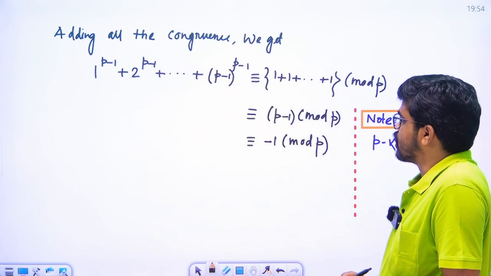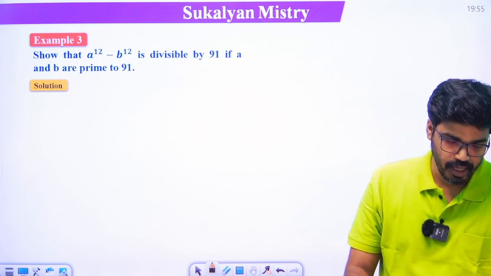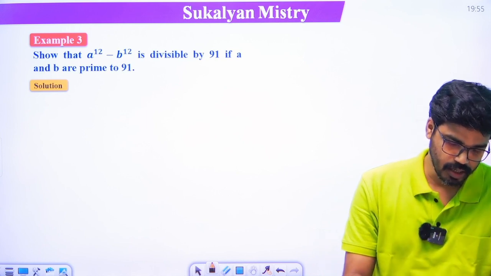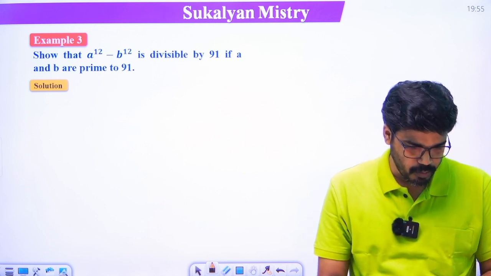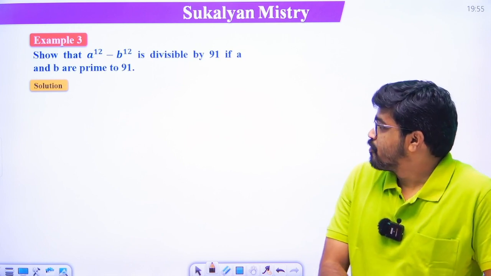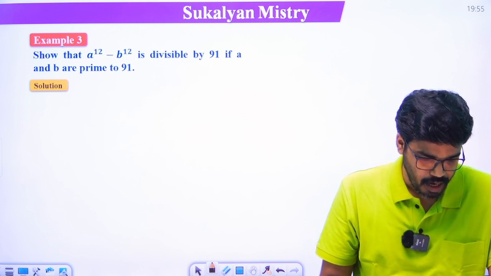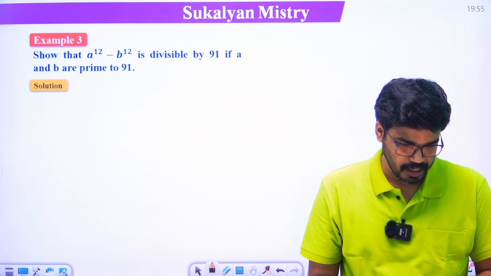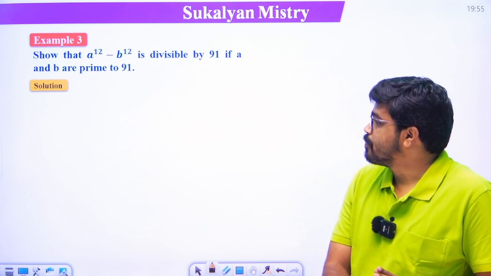Okay, right? So next example, note this problem: show that a to the power 12 minus b to the power 12 is divisible by 91 if a and b are prime to 91. So note this problem, that a to the power 12 minus b to the power 12 is divisible by 91 if a and b are prime to 91.